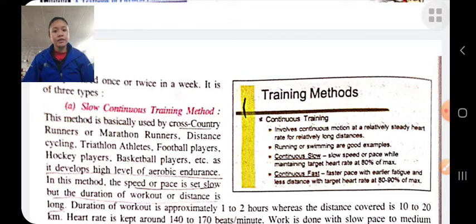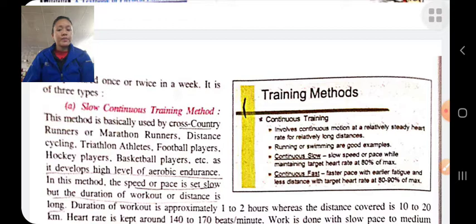Our heart rate is kept at about 140 to 170 beats per minute, and work is done with slow to medium speed, approximately 50 to 70% of our maximum ability. At the end of the workout, a cool down exercise should be performed with stretching. This slow continuous training method helps to develop aerobic endurance. Aerobic means in the presence of oxygen. This training method is basically used in cross country, marathon running, road cycling, etc.